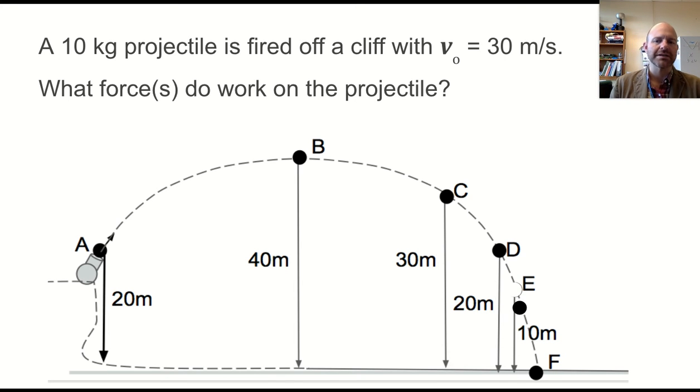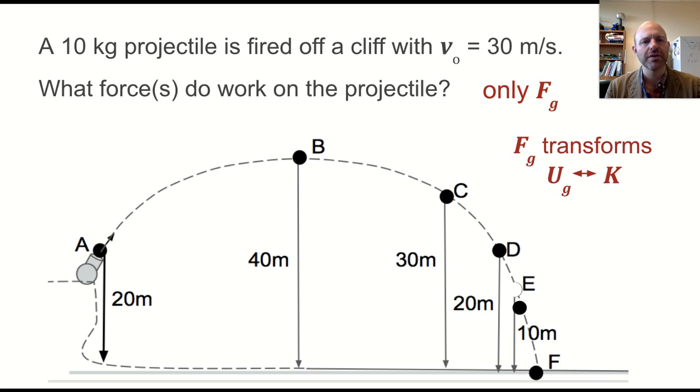So if you look at a projectile flying through the air, and we've analyzed this before, right? What forces do work on this projectile? Well, it's just the force of gravity pulling straight down. That's the definition of a projectile, right? Ignore air resistance. And so that means any gravitational potential energy you have, it can become kinetic energy or vice versa, because the force of gravity is pulling down, right?